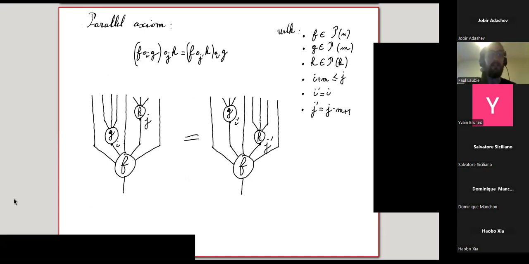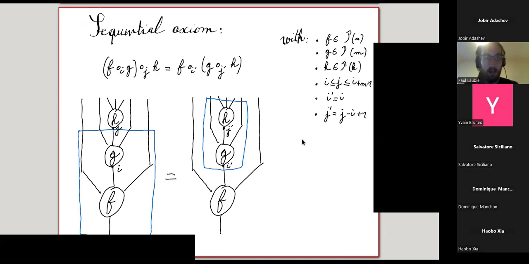So what the parallel axiom is saying is that if I compose G in F, and then I compose H in F, it is the same as composing H in F, then G. Because the number of inputs changes, if I compose G in F or H in F, then we will have some renumbering, but well, those renumberings are not really important, and we will ignore them most of the time.